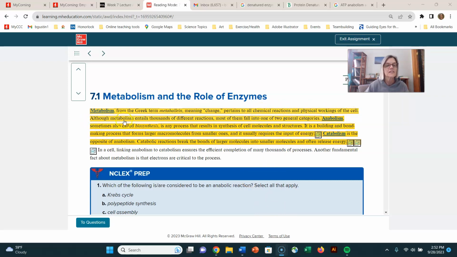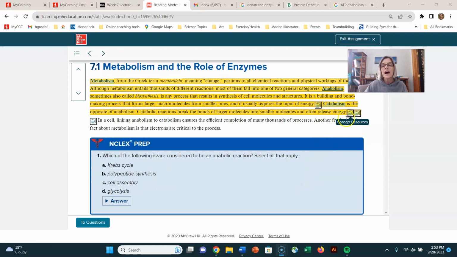Here it says there's thousands of different reactions and they fall into generally one of two categories. We either call them anabolism or catabolism. So metabolism are all the chemical reactions in a cell and ultimately all the chemical reactions in an organism. And they can be described as some of them are part of anabolism and some are part of catabolism.